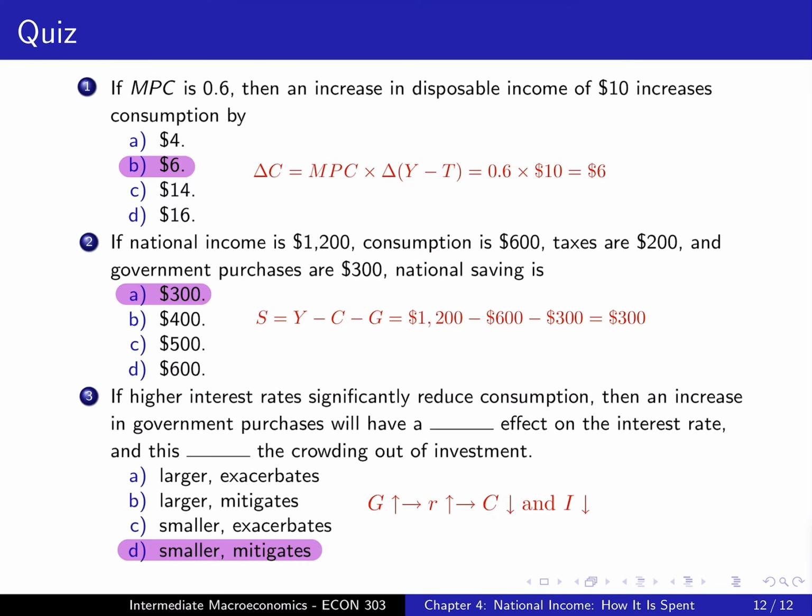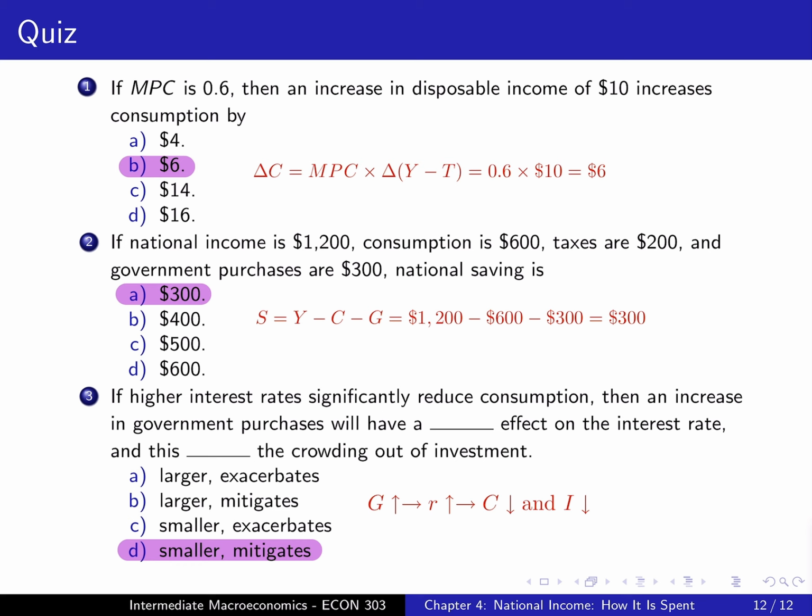Let's check your understanding and review the reasoning behind each answer. Question number 1. If MPC is 0.6, then an increase in disposable income of $10 increases consumption by how much? Consumption increases by MPC times the change in disposable income, Y minus T. So you take 0.6 times $10 equals $6. The answer is B, $6.